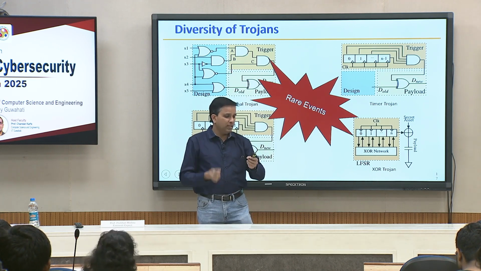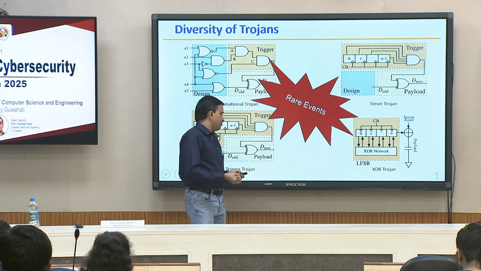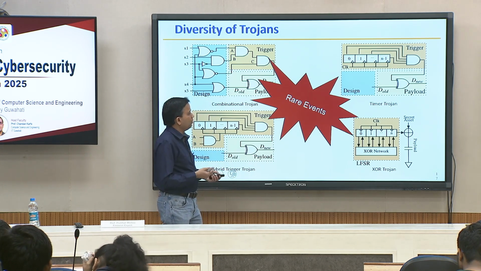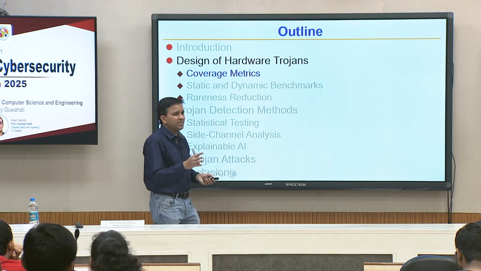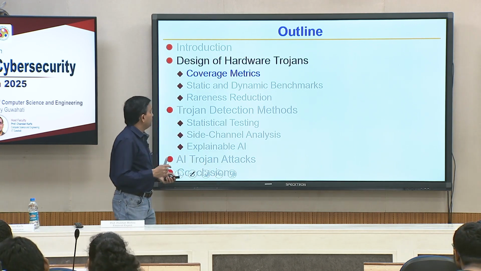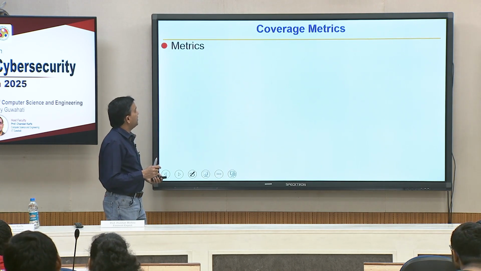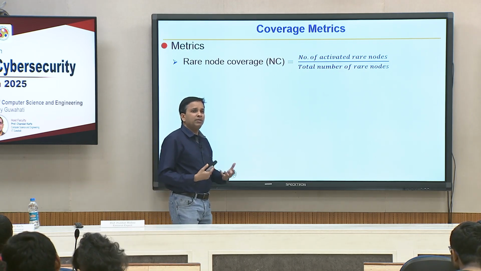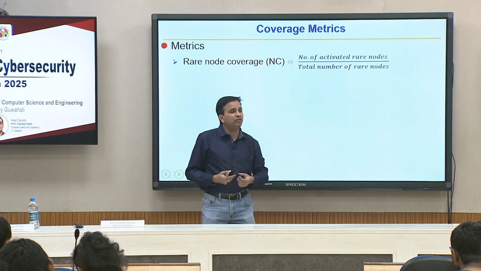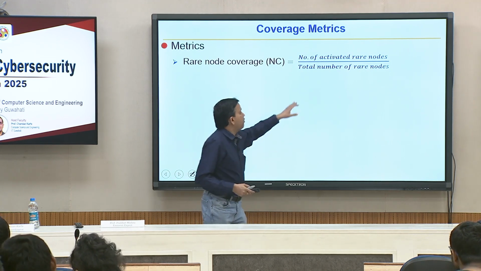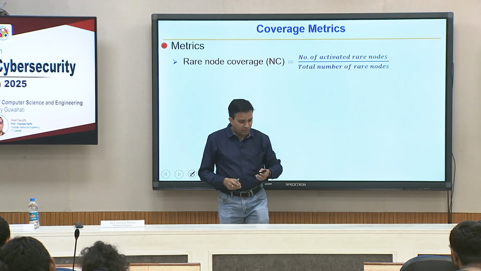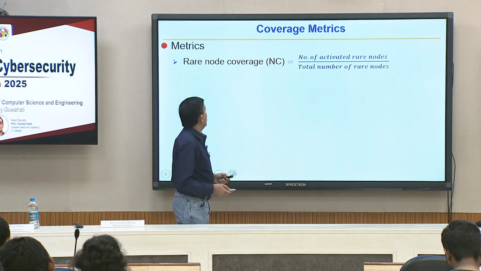It is always kind of writing a certain value, reading a certain value, so that it is always on. There are many such variations, but I will come to that in a moment. But in terms of coverage metric, what I wanted to show you: if you are generating tests or whatever you are doing, how many rare nodes you activated, out of how many rare nodes are in the design, that percentage is basically a good coverage metric.